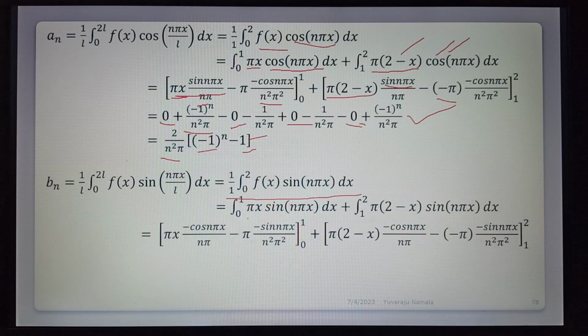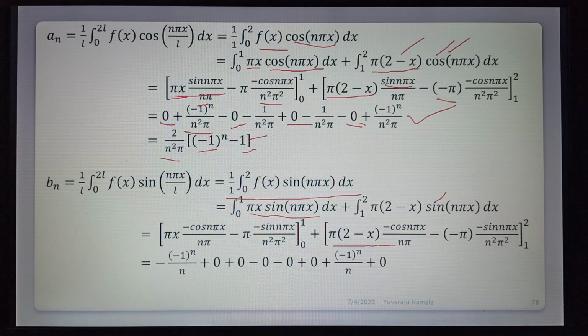Similarly, this is u into v: pi x into minus cos n pi x by n pi, minus pi into minus sin n pi x by n squared pi squared, limits 0 to 1. Second one, pi into (2 minus x) into integration of sin, minus cos n pi x by n pi, minus pi integration of sin twice, minus sin n pi x by n squared pi squared, limits 1 to 2. Substitute here.